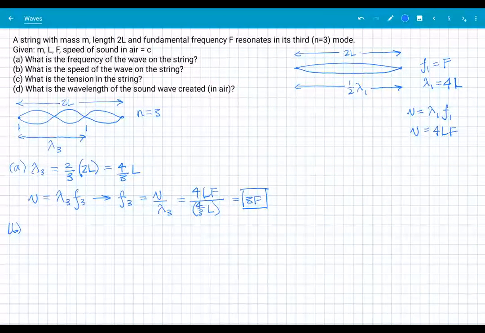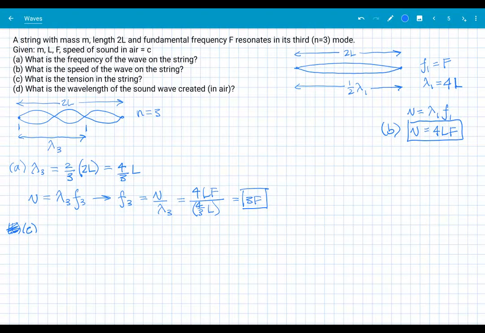Part B asks us, what is the speed of the wave on the string? Well, actually, I solved for that already up here when I was analyzing the fundamental. So here, this is my answer for part B. We can move on to part C.